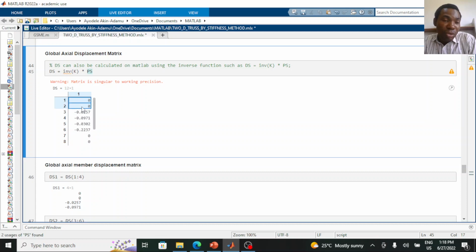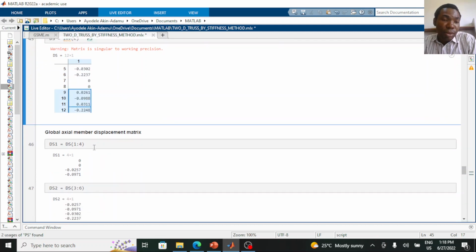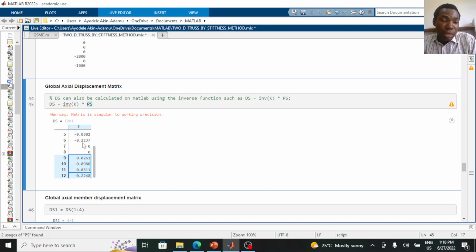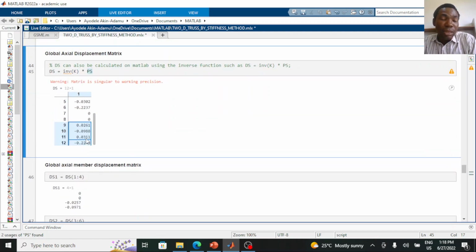As you can see, at node 1 and node 2, we have 0 there because that's our support degree of freedom. Also at 7, 8, we have 0 because that's our support degree of freedom. At other points, we have displacement quantities at 3 to 6, also from 9 to 12. So this is our displacement quantity for degrees of freedom 1 to 12. What we can do with this vector is extract the displacement vector for each element.